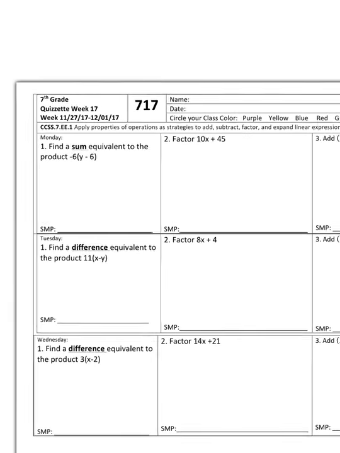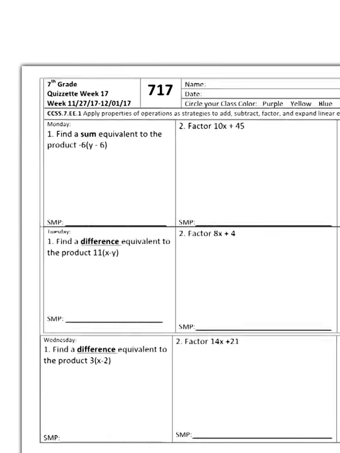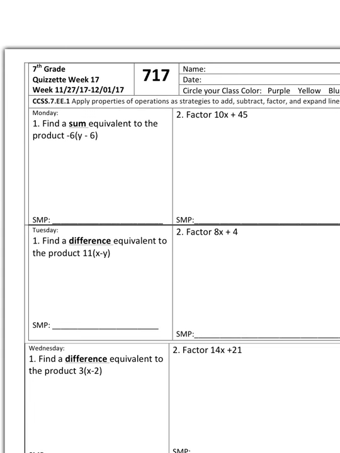Today we're going to be watching a Quizzette video on 717. Please make sure you write your last name, comma, first name, the date, and circle your class color. Today I'll say that I'm yellow, and today is the 28th. Remember, the most important thing here is just that you write your last name, comma, first name, and that you circle your class color.